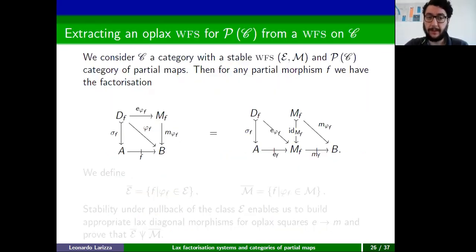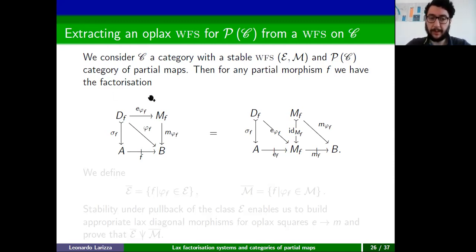We come now to consider a link between Oplax weak factorization systems on partial maps and weak factorization systems on the base category on which partial maps are built. So we start with the category C with a stable weak factorization system EM on C. By stable, I mean that the left class of morphisms E is stable under pullback. So the same definition that one has for stable orthogonal factorization systems.